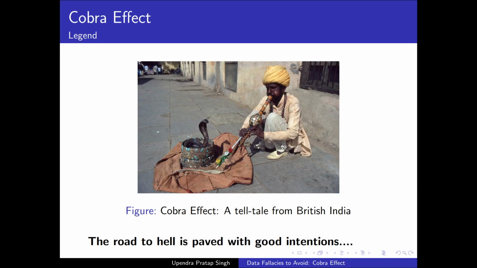But as luck would have it, what farmers and people started to do was they started to raise more and more snakes so that they can kill more snakes and they can get more incentives from the British government. So after a while, when the government realized this fallacy, they stopped the incentive. And when they stopped the incentive, as revenge, the people started to release the snakes in the city. So this incentive was originally designed to reduce the population of the snakes in the city. However, because of its bad design, it ended up increasing the population of the snakes in the city. So that is the basic essence or the basic origin of Cobra effect.